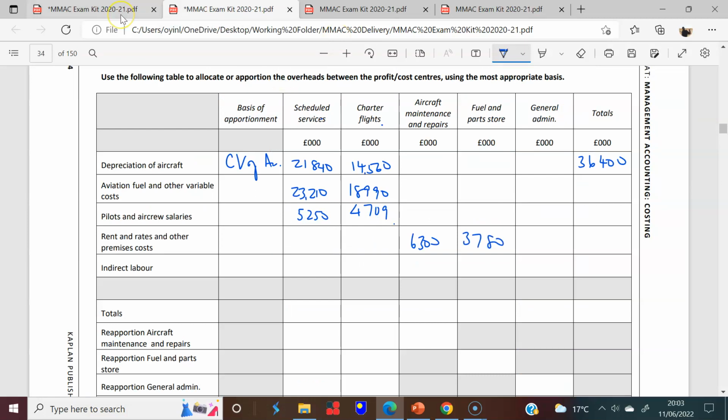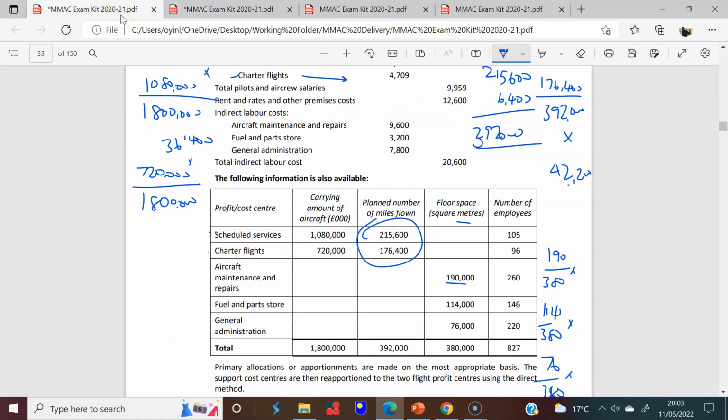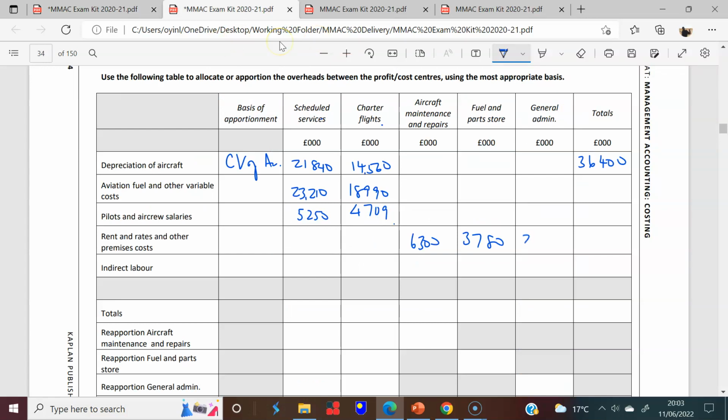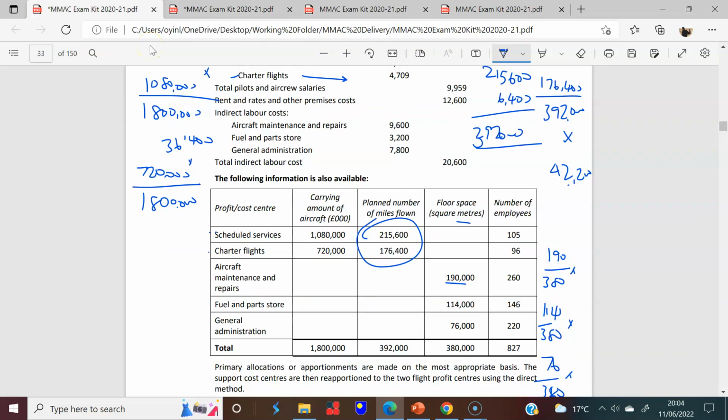3,780, and then we finally get the 76 divided by 380 times, of course, the 12,600, and we get 2520. Yes, 2520.